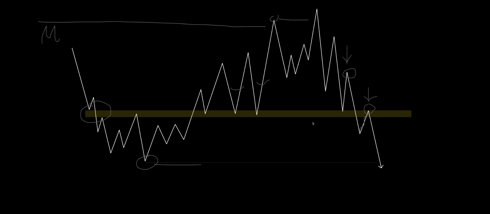These types of fair value gaps, not only the newly created ones, but these old ones that caused a lot of bounces, a lot of reactions, a lot of rejections, these areas stay as sensitive zones for a really long time, and it really adds to the whole confluence basket type of a thing.